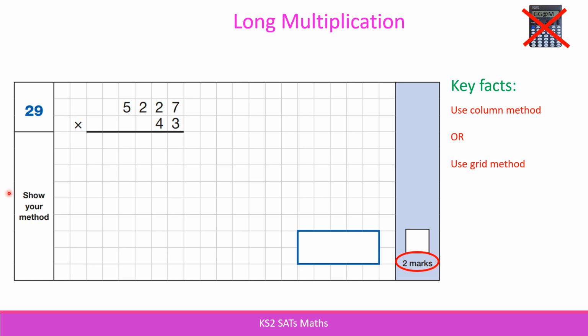It does say show your method, which means show your working in order to get the full 2 marks. Press pause, have a go at working out the answer, and then press play when you're ready to hear the answer. So to start with, we're going to use the column method.